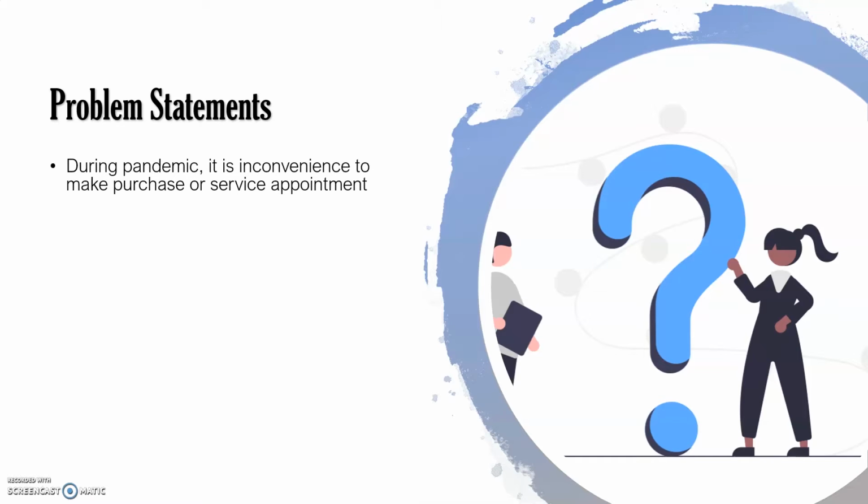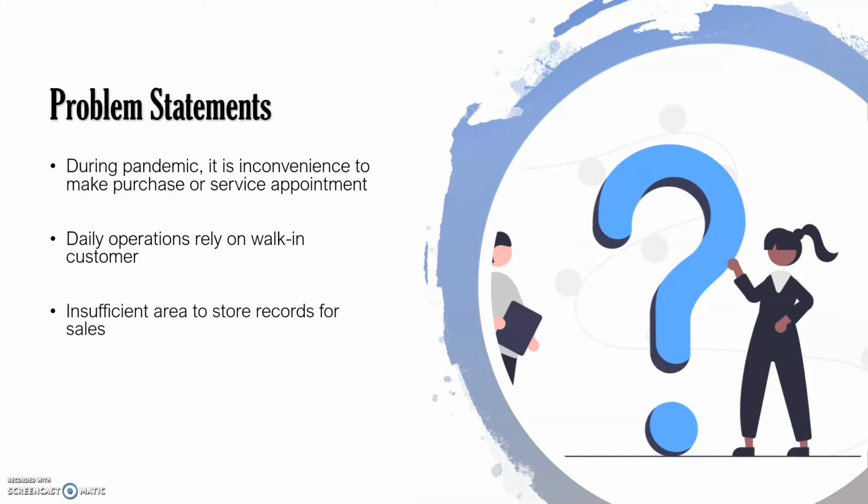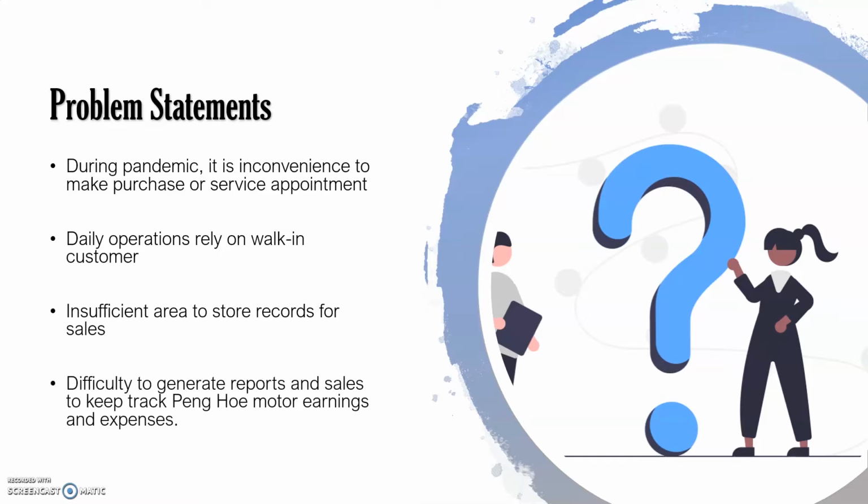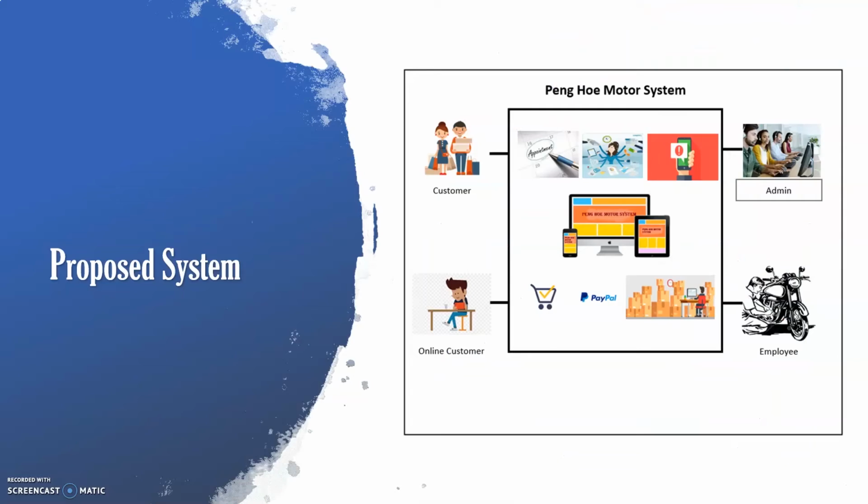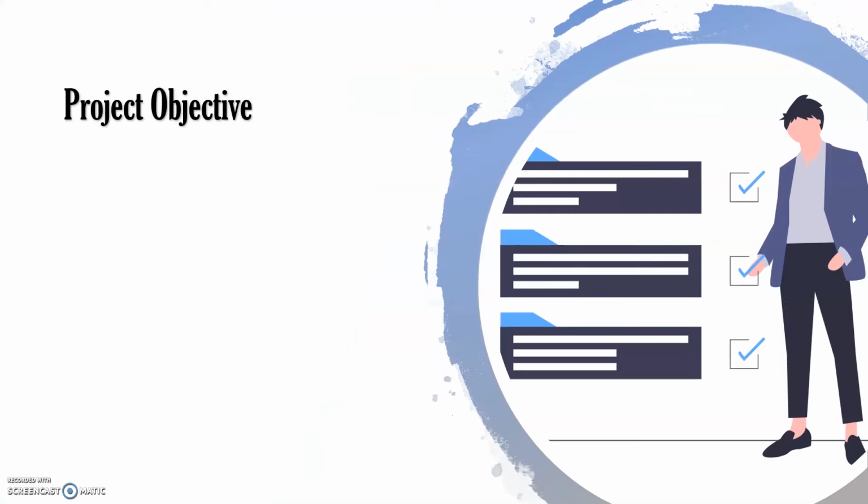So what are the problem statements? Actually, during this pandemic, it is very inconvenient to make purchase or service appointments. So the daily operation relies on the walk-in customers. There is also insufficient area to store the records for sales. There is also a difficulty to generate reports and sales to keep track of the Peng Ho Motor earnings and expenses. So this is our proposed system, Peng Ho Motor System Web Application.